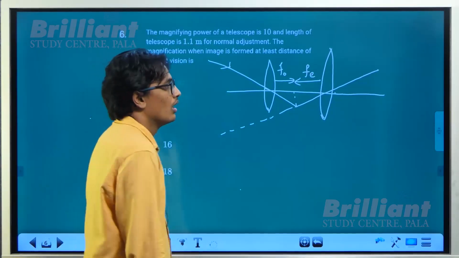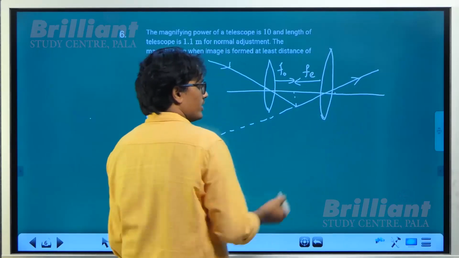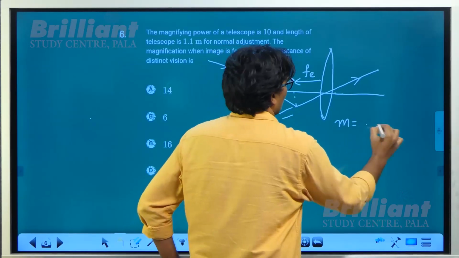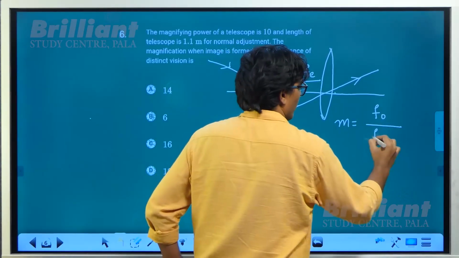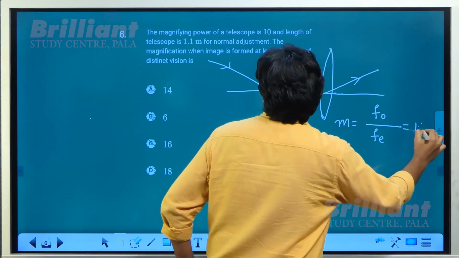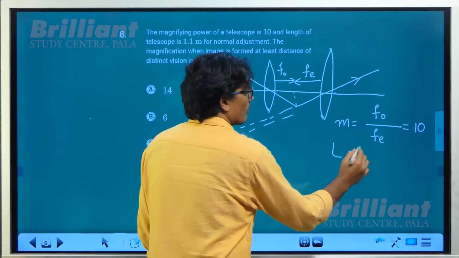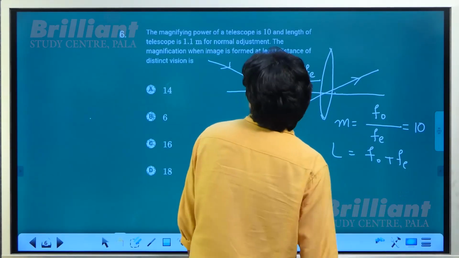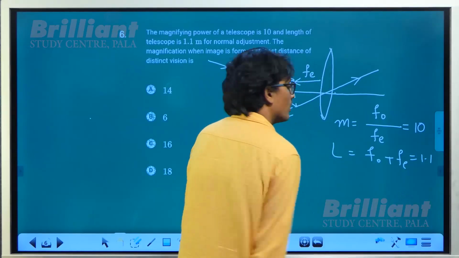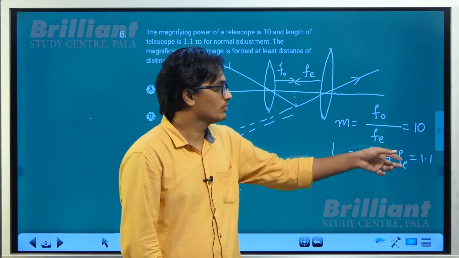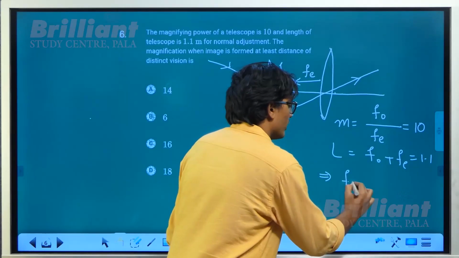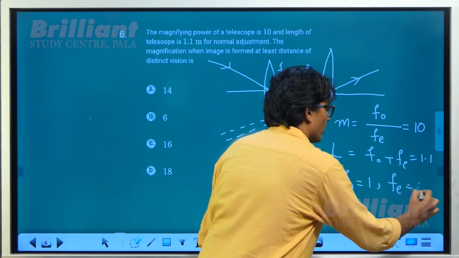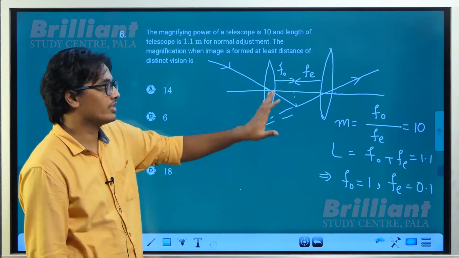So this is forming at infinity. In this case, the magnification formula comes out to be FO by FE. They given this as 10. Length is FO plus FE. They have given this as 1.1. So if you solve these two, you will get FO as 1, FE as 0.1. So this is normal adjustment.